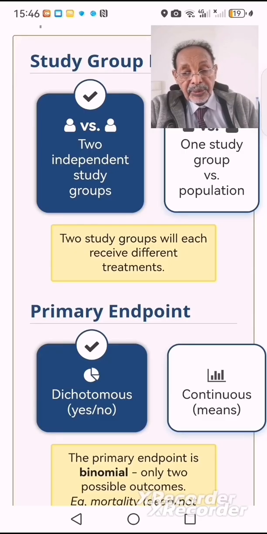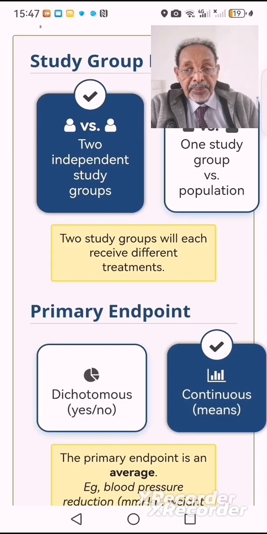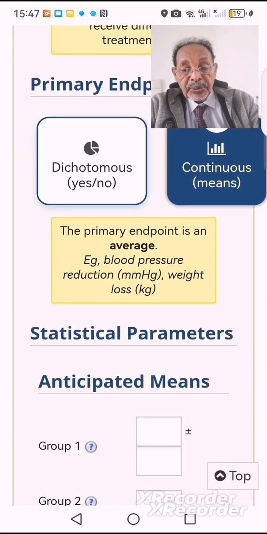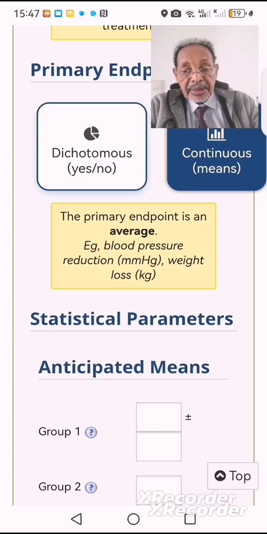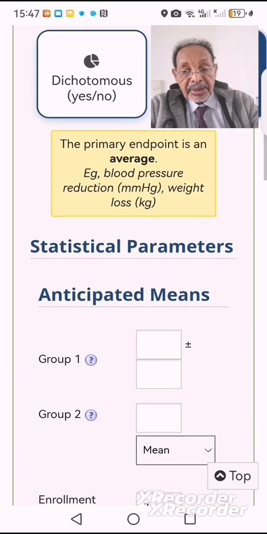proportions in the form of categorical data for comparison. Or also, with the two independent study groups, we can use continuous mean, like estimating a parameter like hospitalization period. And if you go on, then we have to insert the data, the statistical parameters, anticipated means.